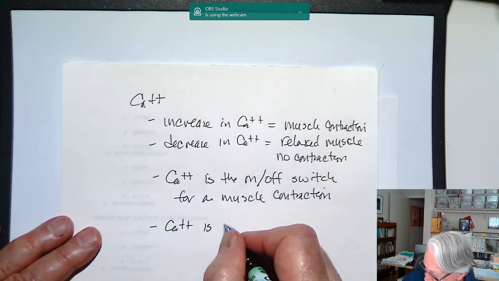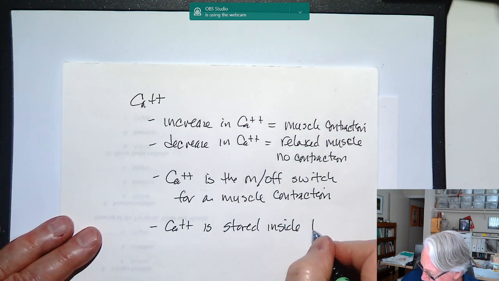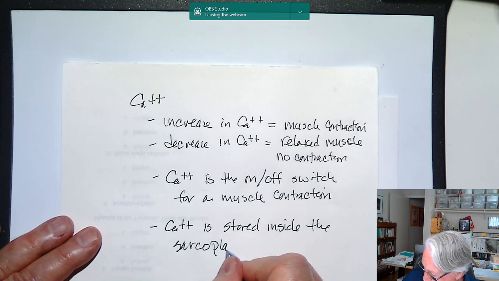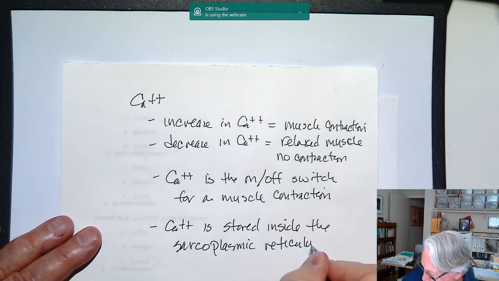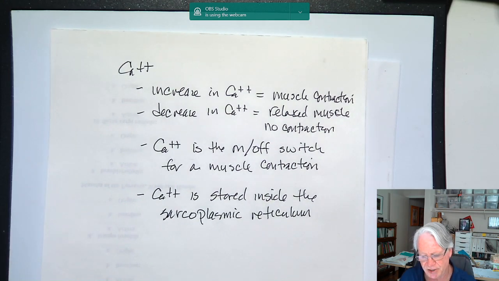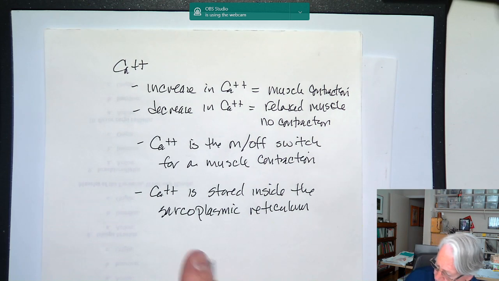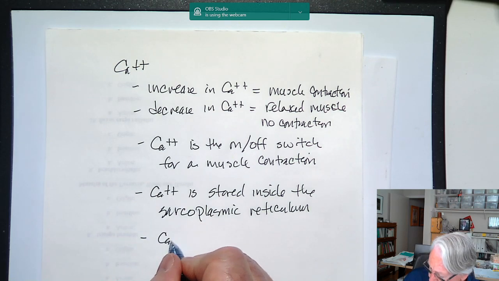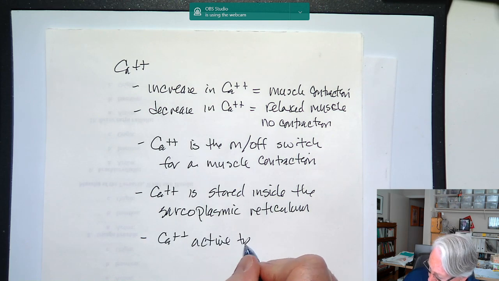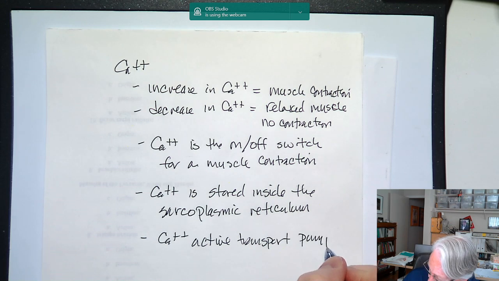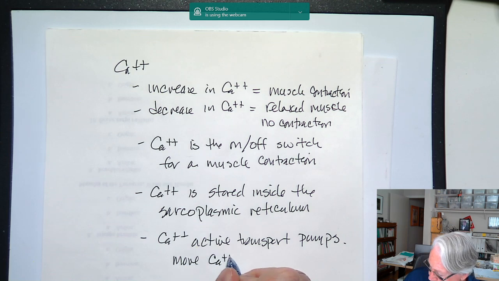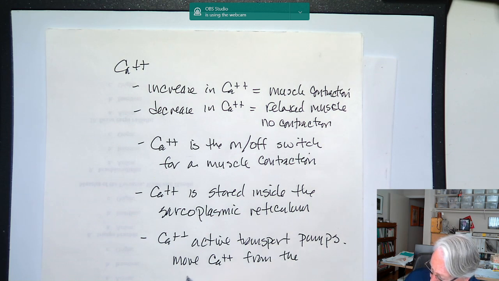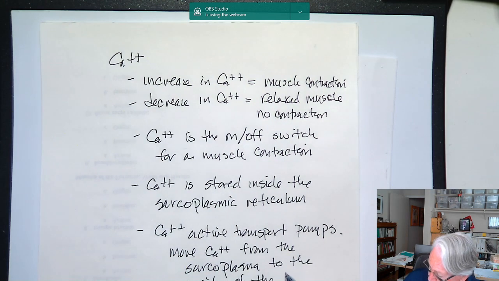Calcium is stored inside the sarcoplasmic reticulum. We can get very high concentrations of calcium inside the sarcoplasmic reticulum. So how does that calcium get into the sarcoplasmic reticulum? We have calcium active transport pumps that move calcium from the sarcoplasm to the inside of the sarcoplasmic reticulum.